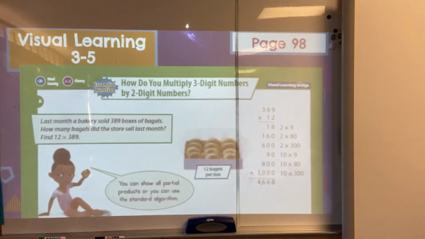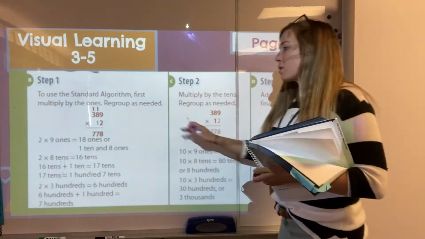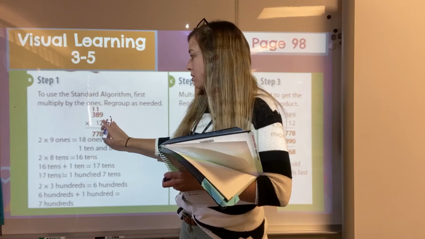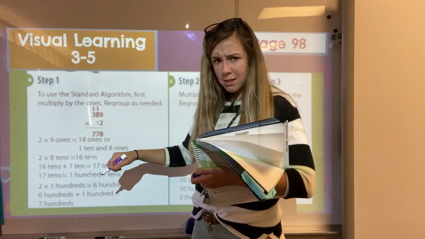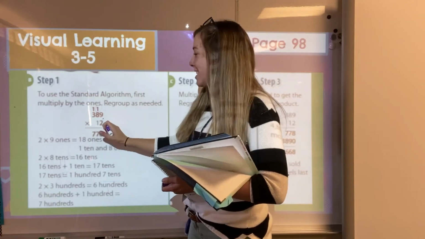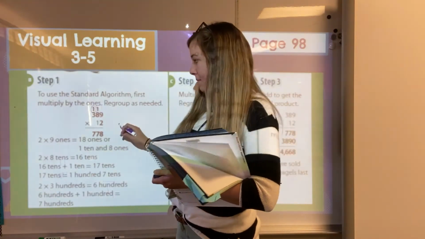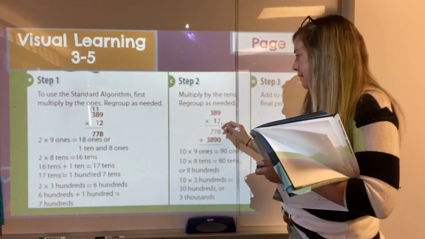Let's go ahead and look at the bottom of the page and our standard algorithm. So first, multiply the ones and regroup as needed. Our 2 times 9 is 18. 2 times 8, that's 16, plus my one more, they didn't circle it, is 17. So we carry one more over, circle it. 2 times 3 is 6, plus one more is 7. So our first part of it is 778.